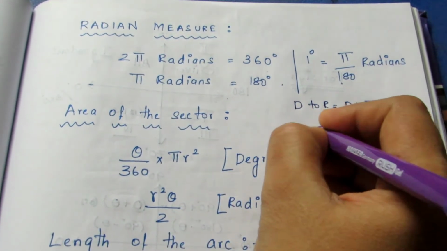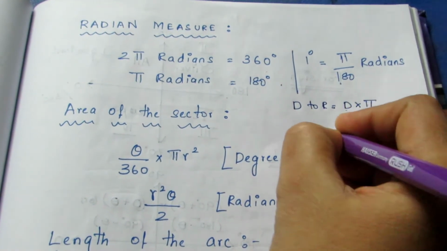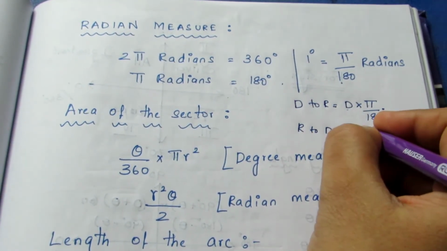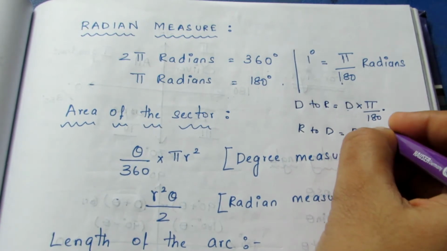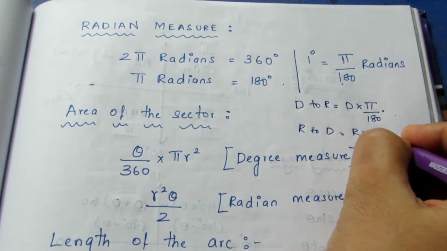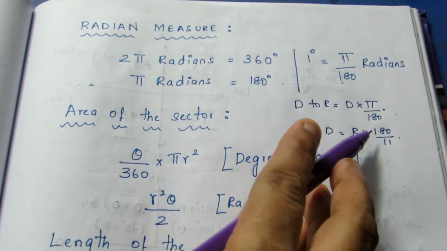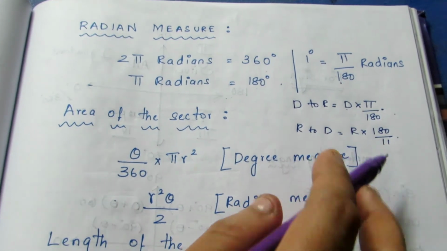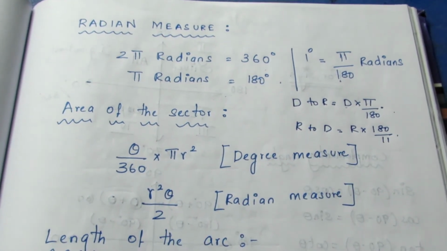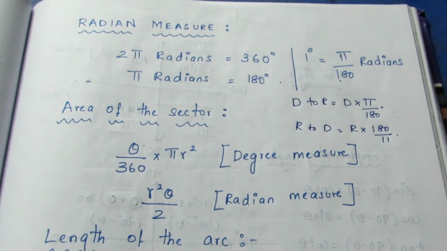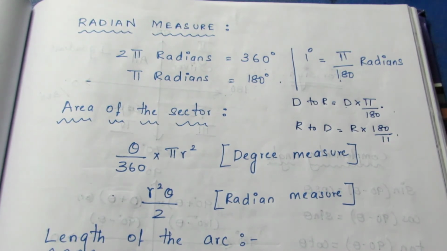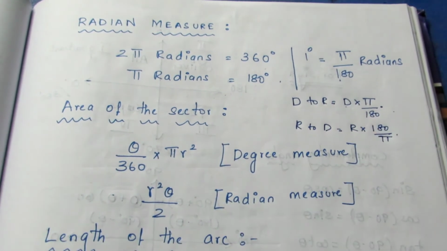For radian to degree, just multiply the radian by 180 by pi. If you multiply radian by 180 by pi, we will get the value in degrees. Remember this, it will be very easy. Degree to radian, multiply the value by pi by 180. Similarly, radian to degree, multiply the value of radian by 180 by pi.